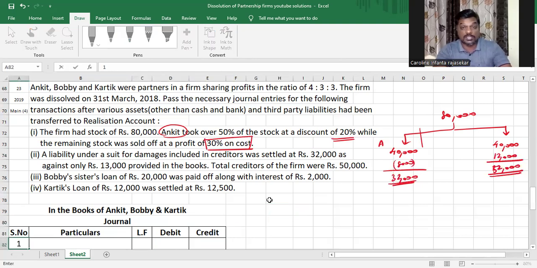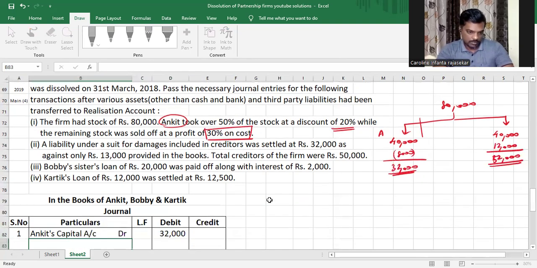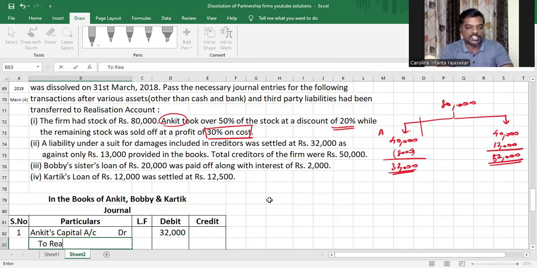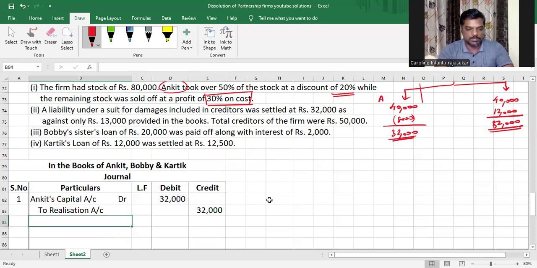When a partner takes over an asset, whenever an asset goes out, realization account will be credited. The liability of the firm towards the partner is reducing, and therefore the partner's capital account will be debited. So Ankit's capital account debit 32,000 to realization account 32,000. Ankit took over stock.